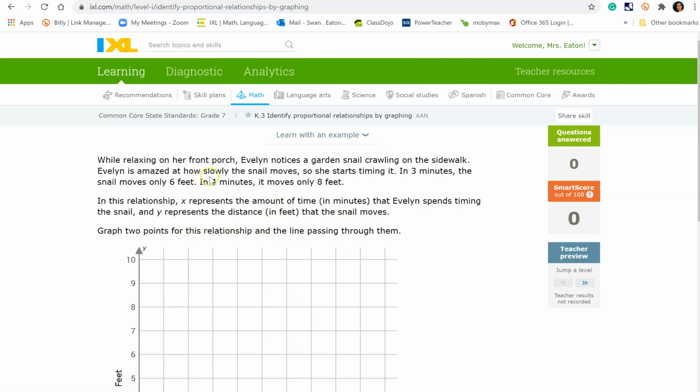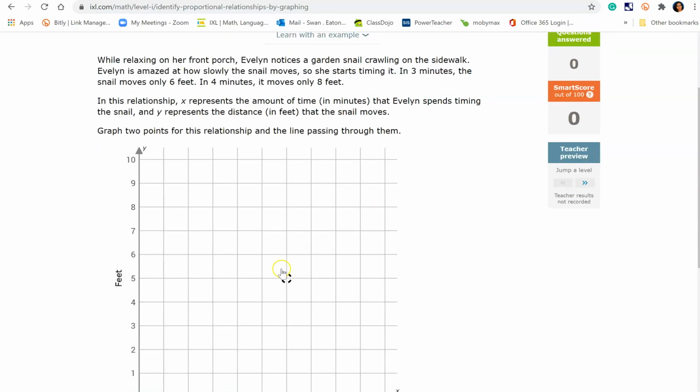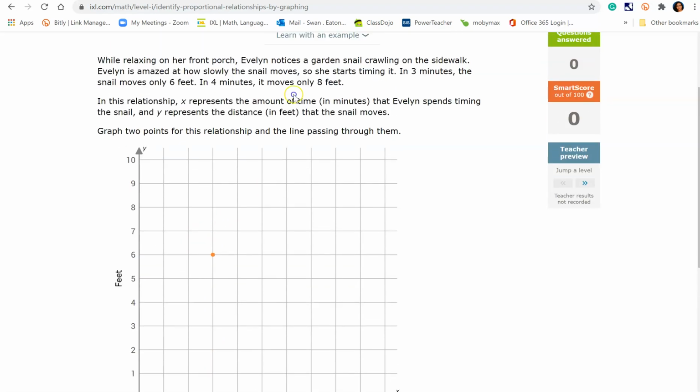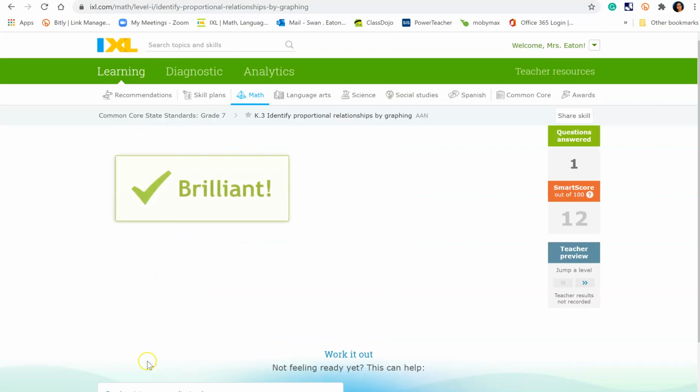So basically, we're just going to be graphing these 2 points. We're going to look at minutes first, and it says that in 3 minutes, the snail moves only 6 feet. So I'm going to go to 3 minutes and 6 feet. And then let's go back here, and we have 4 minutes, moves 8 feet. Here's 4 minutes, 8 feet. And then there's my line. And then I say, yes, it's proportional because it goes through 0, and all the dots can be found on the line. Oops, then I have to hit submit.